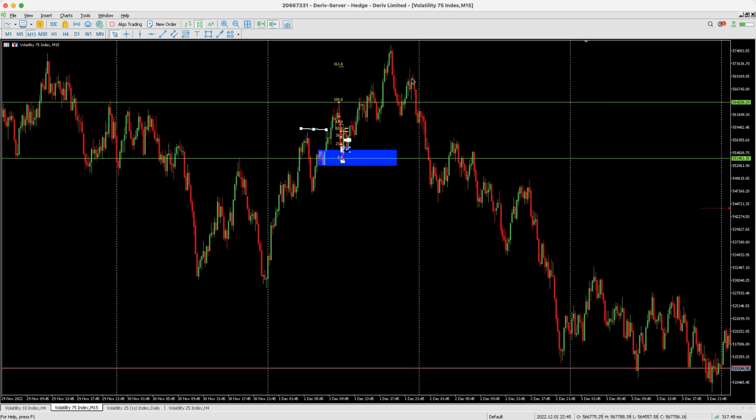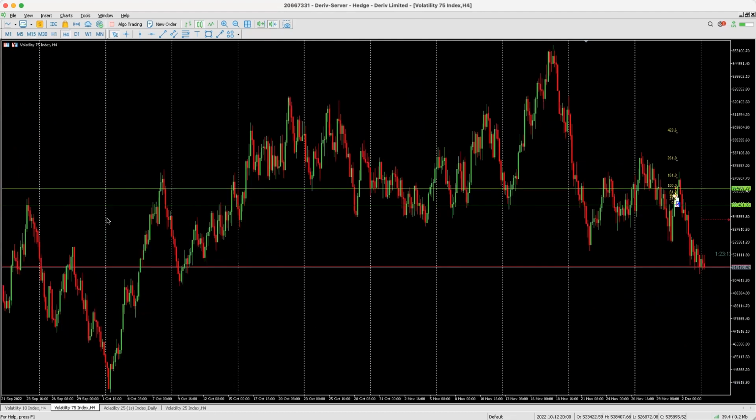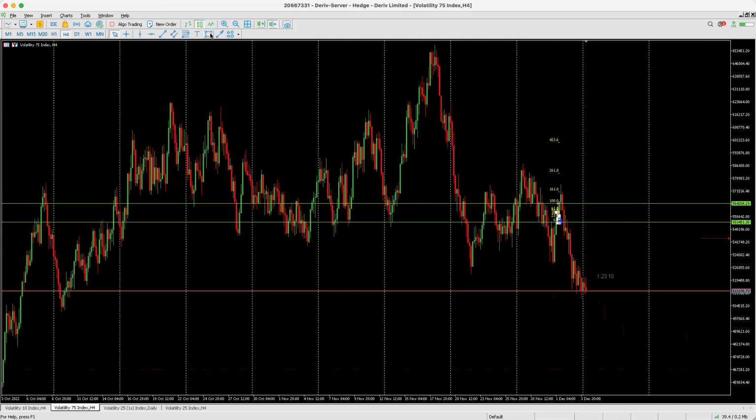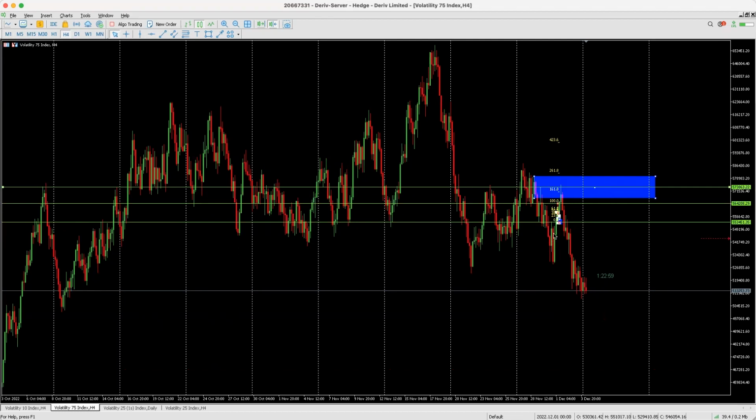Just remember to use this in conjunction with the higher time frame. By the time price got to here, you already know, because if you go to the 4-hour time frame, that's a 4-hour order block, and price just touched the 50% line. So now you can be scalping this on the way up, and then boom, you catch the swing trade.